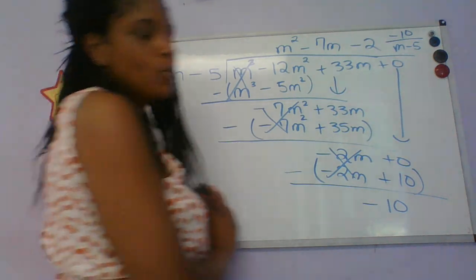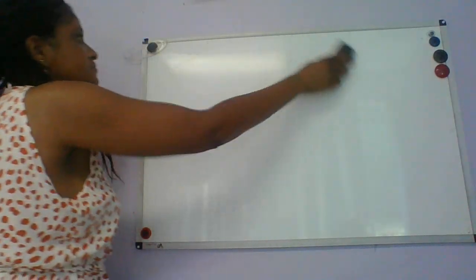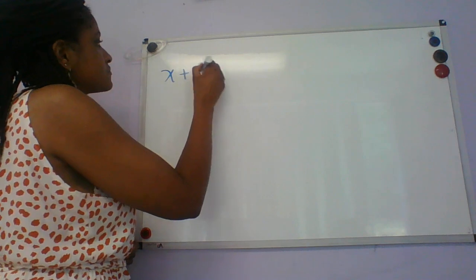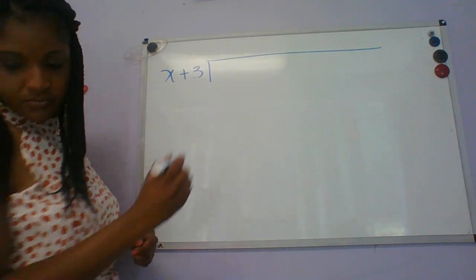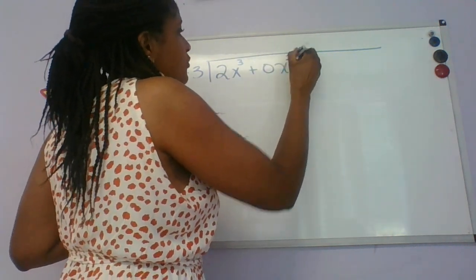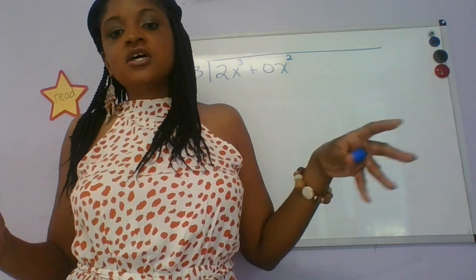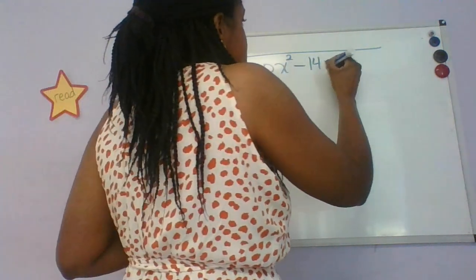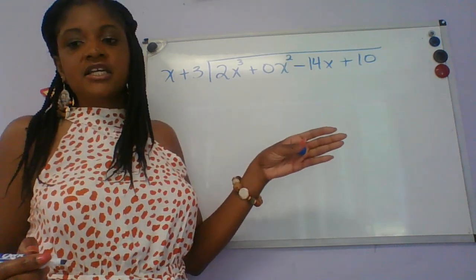All right, and let's try one last one. So this one, in the original equation, you're not going to see the 0x squared, but the x squared term was missing. So I put a 0x squared here, to make sure that everything is going in descending order.